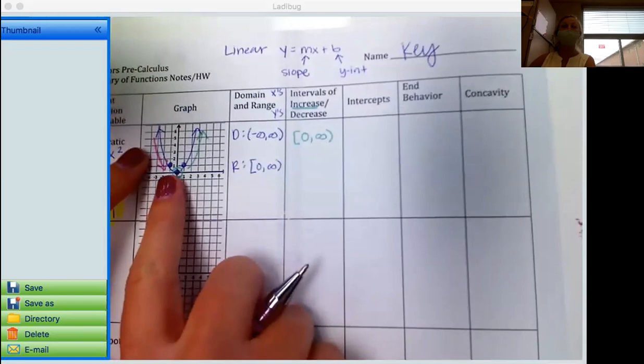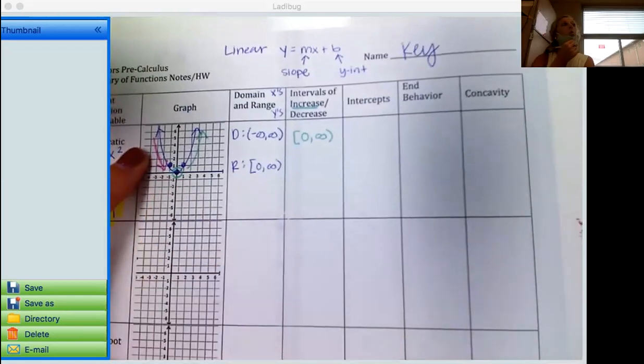The left side is going down. So when does this graph decrease?